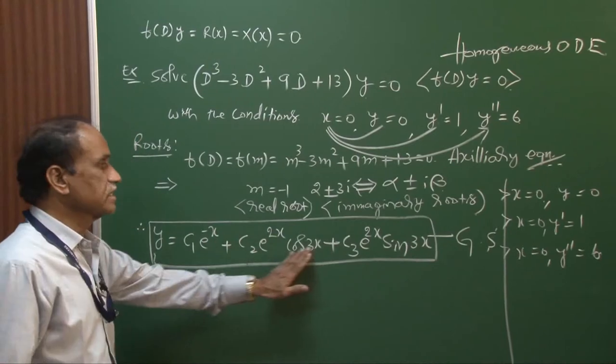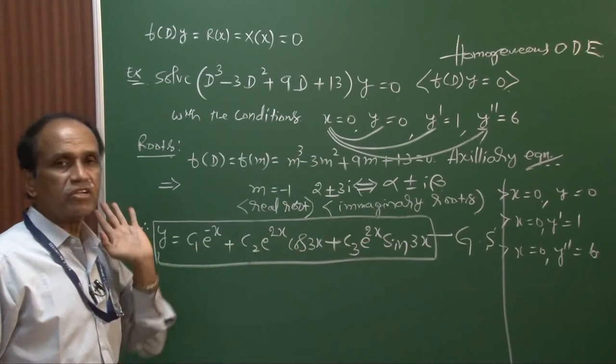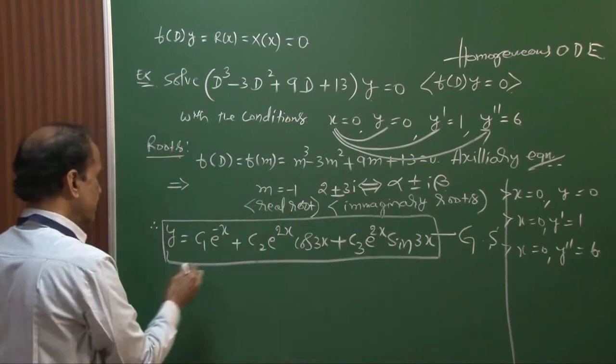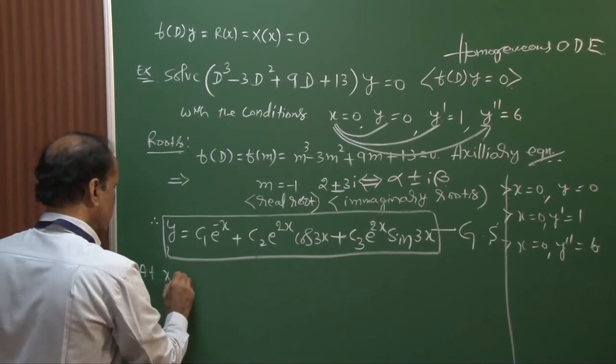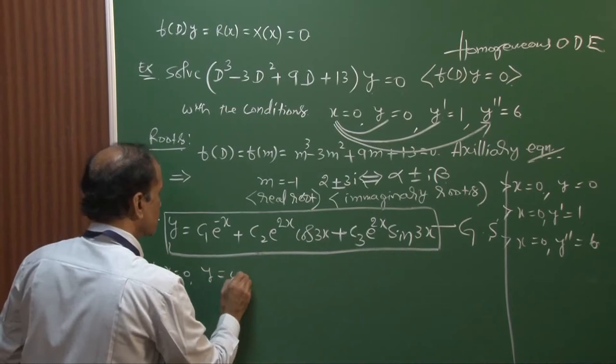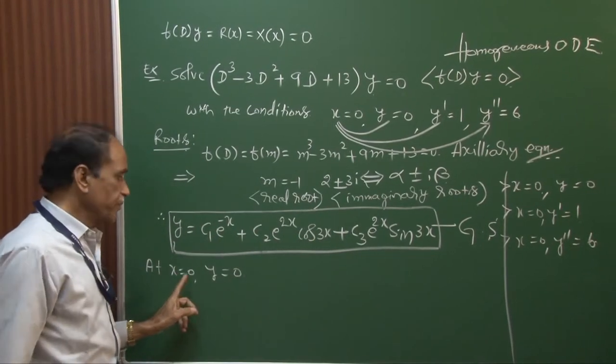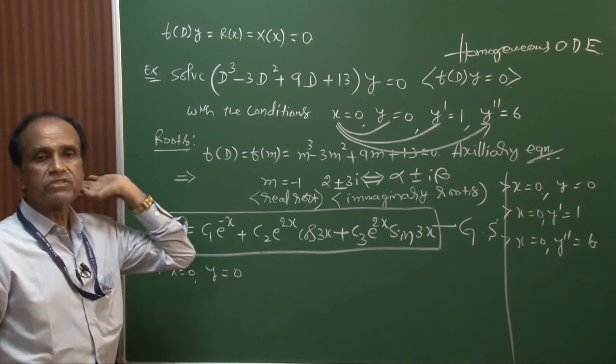Then we can call it, instead of the general solution, the particular solution. Okay, so let me start with the first condition, at x equal to 0, y equal to 0. Wherever x is there, you have to substitute 0, and wherever y is there, you have to substitute 0.